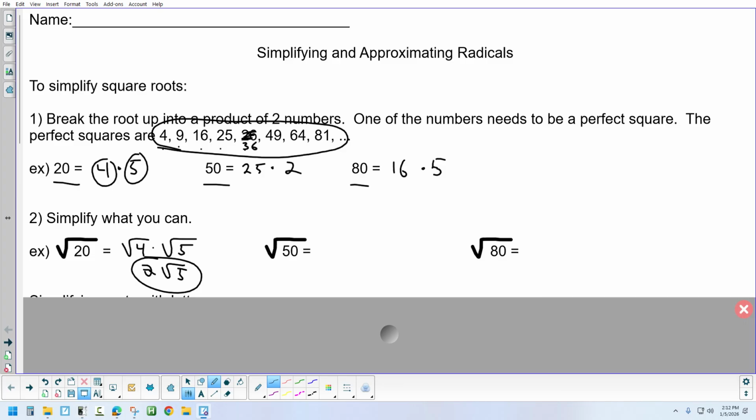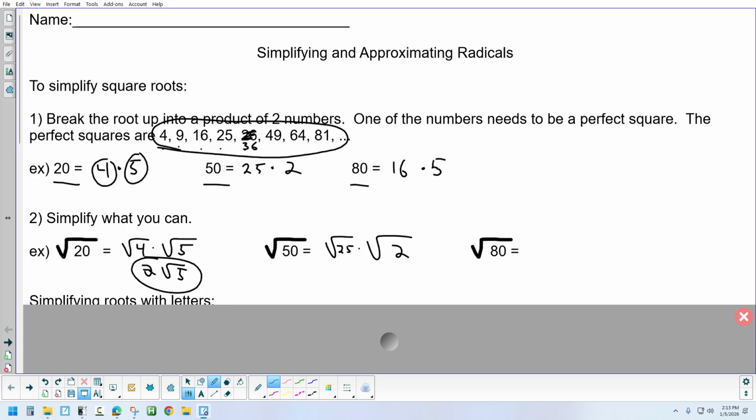Okay, let's try square root of 50. We're going to break it up into 2 square roots. And what are the 2 numbers that we're going to use to multiply and give us 50? 25 and 2. Now, which one of those can you take the square root of easily without a calculator? 25. What's the square root of 25? 5. There you go. That's your answer.